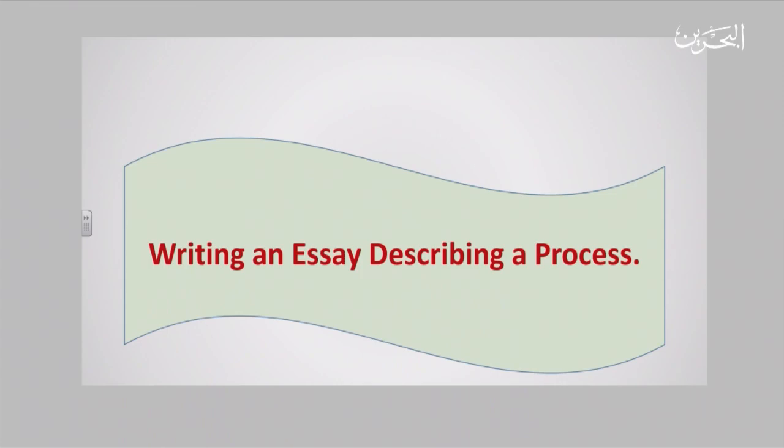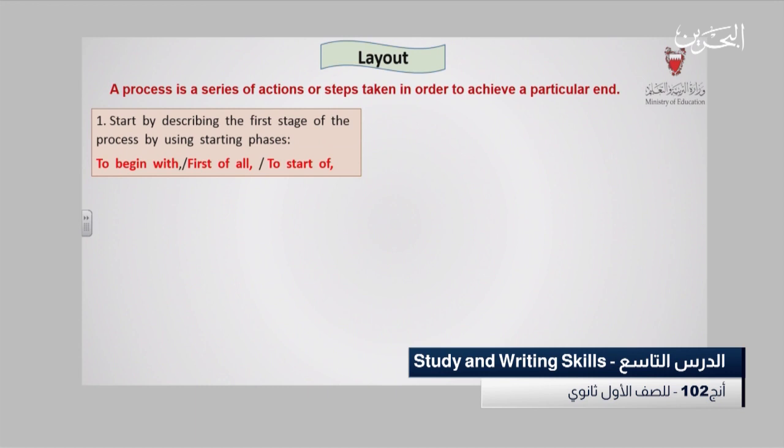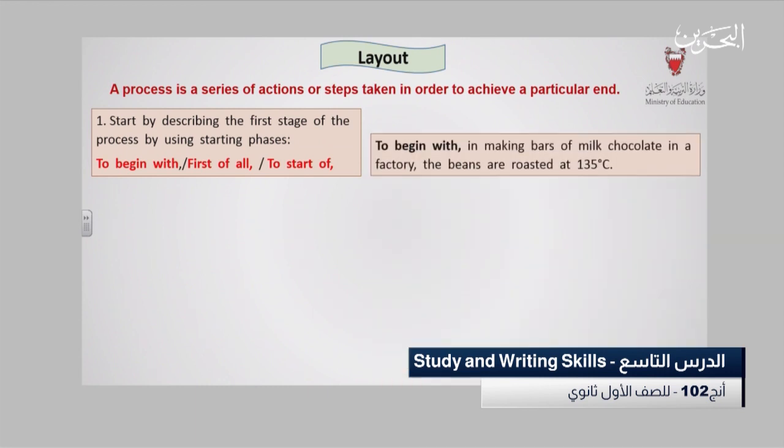Now, after knowing the sequence of writing an essay and after fixating on the fact that the passive voice is important for academic writing and practicing it through reading, let's get more practical. First of all, let's discuss the layout. As we all know, there has to be a beginning. In the beginning: to begin, first of all, to start off, for example, to begin with. In making bars of milk chocolate in a factory, the beans are roasted at 135 degrees Celsius.